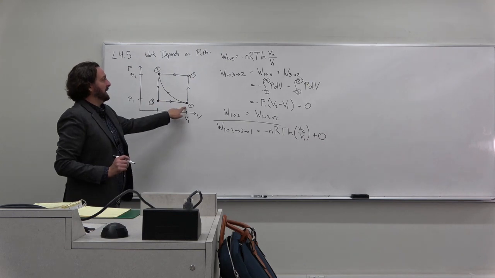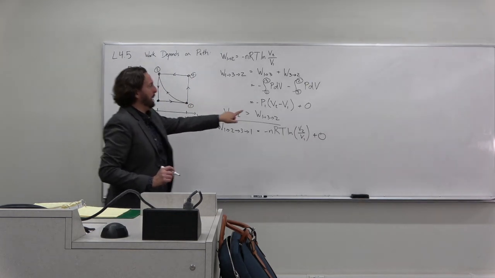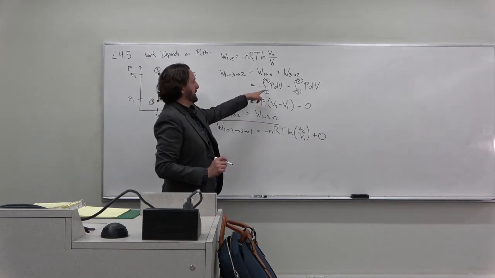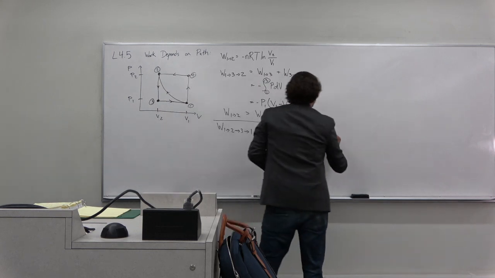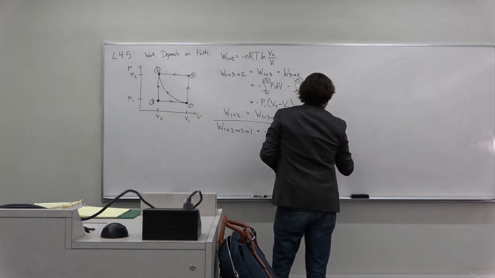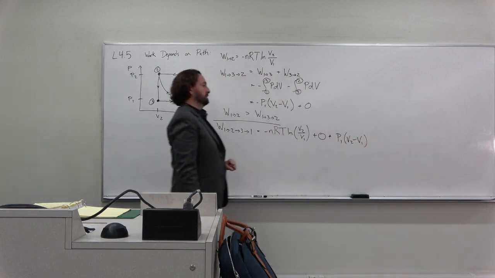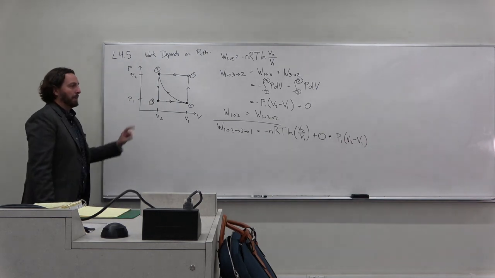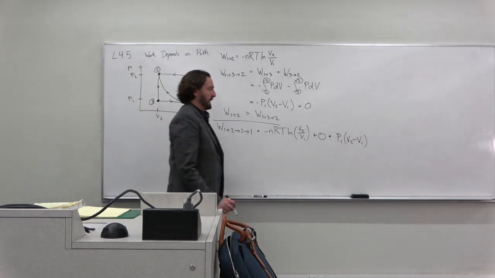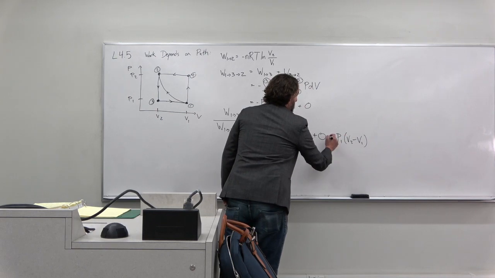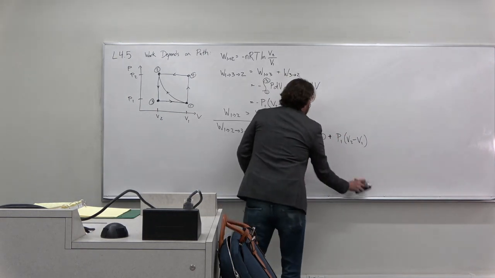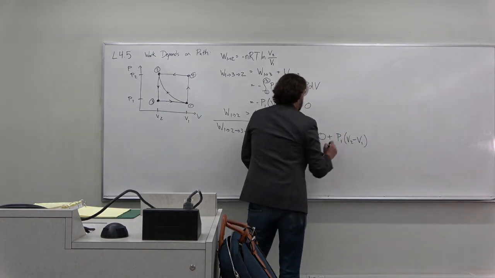And now we go from 3 to 1, and that's really just the opposite of 1 to 3, right? So that's going to give me a plus P1 (V2 minus V1), or minus, right, (V1 minus V2). But that's the same. But that is a plus.